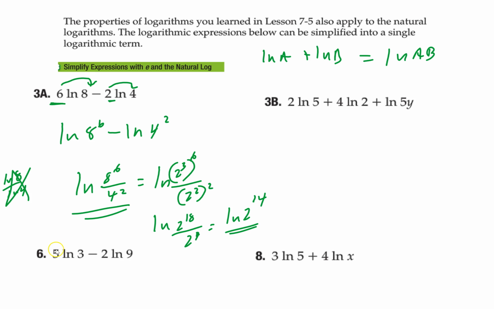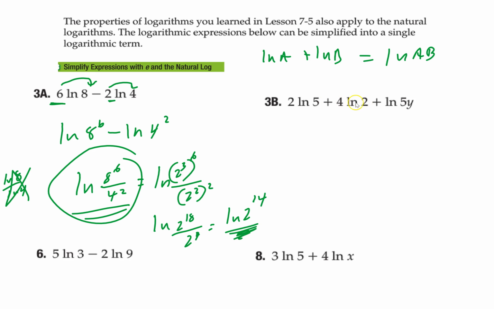That's some power skills right there. You write 8 as 2 to the 3rd, and remember power to power you multiply, so 2 to the 18th. You write 4 as 2 squared, 2 times 2 is 4, so 2 to the 4th, subtract, 2 to the 14th. Again, this will give you lots of credit. This will give you full, amazing credit.